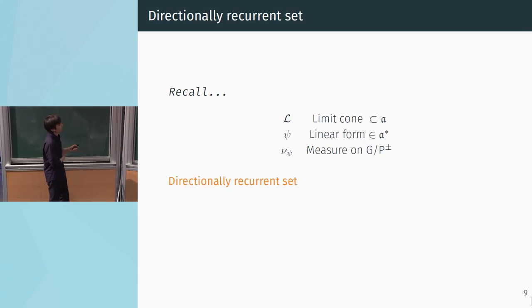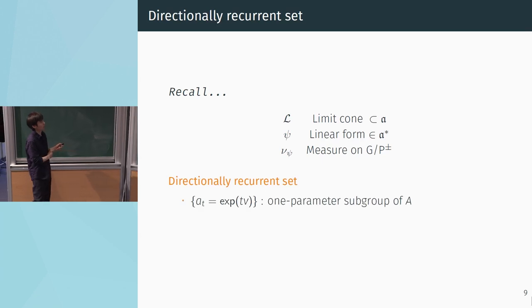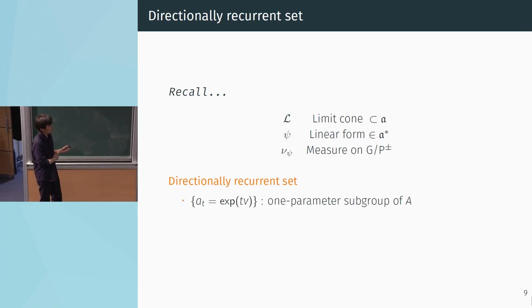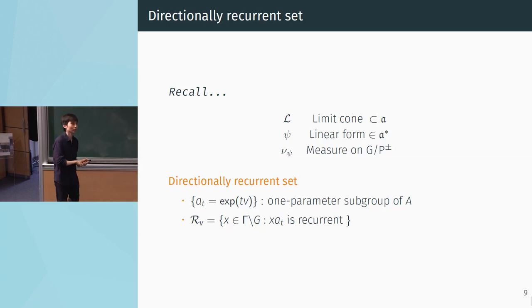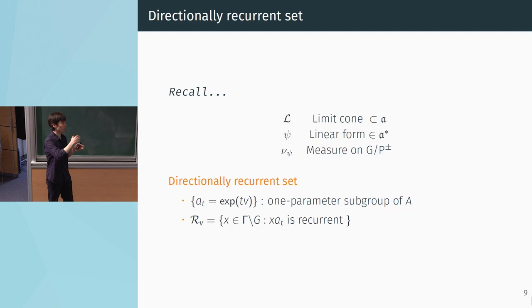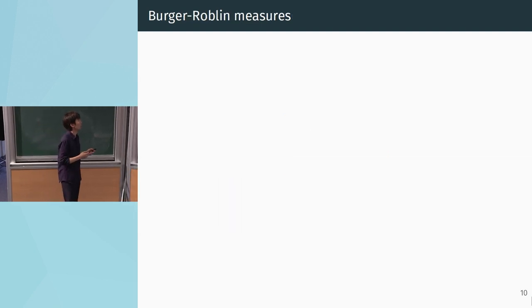And remember the directional recurrent set. This was the following. If you consider one parameter subgroup A_t, which is x t v, you can write it x t v where v is in the positive right chamber. Then you have this one parameter subgroup, and I'm going to call it R_v, R for recurrence, where this is the set of all x where this flow is recurrent, meaning that it comes back to the original place. It returns to a convex set infinitely often.